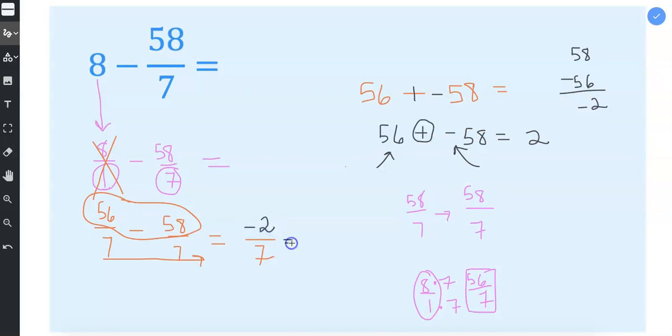Remember, I can also write this as 2 over negative 7, or more commonly, when you're recording your answer, most people write the negative in the middle beside the fraction bar, and they'll write their answer like this, negative 2/7.